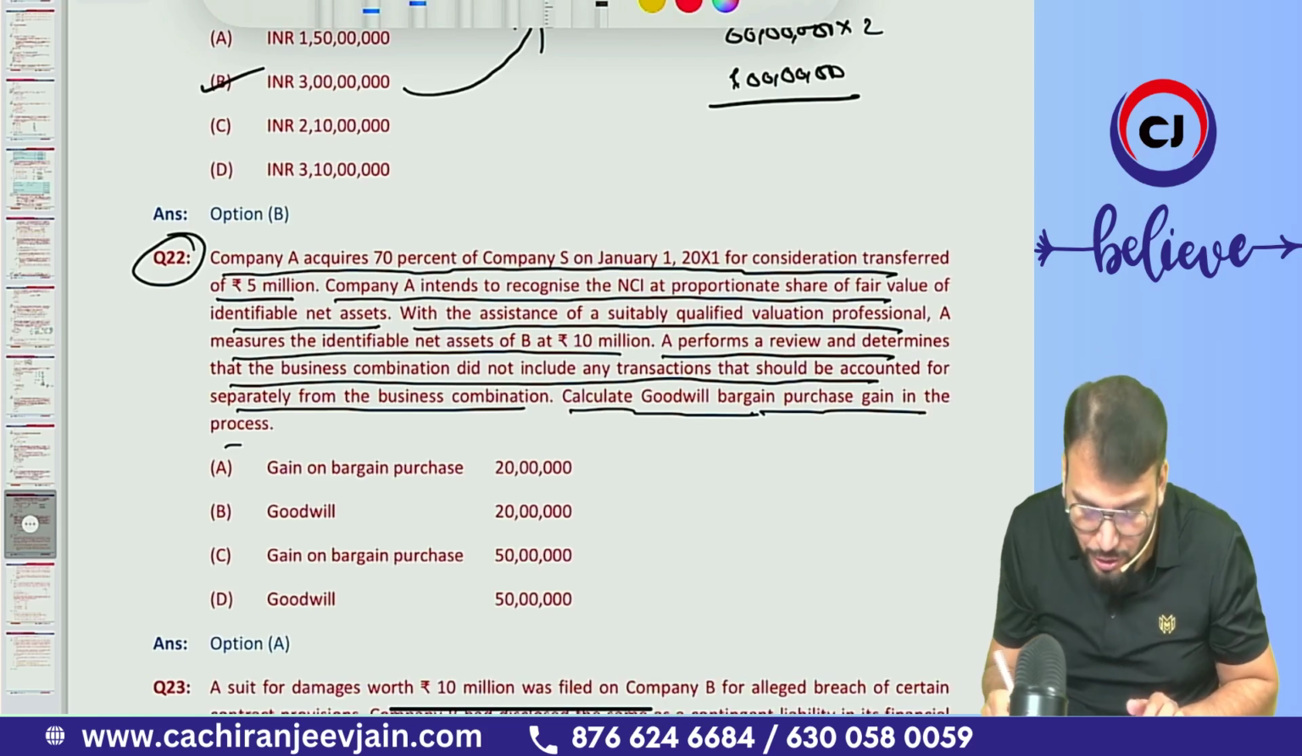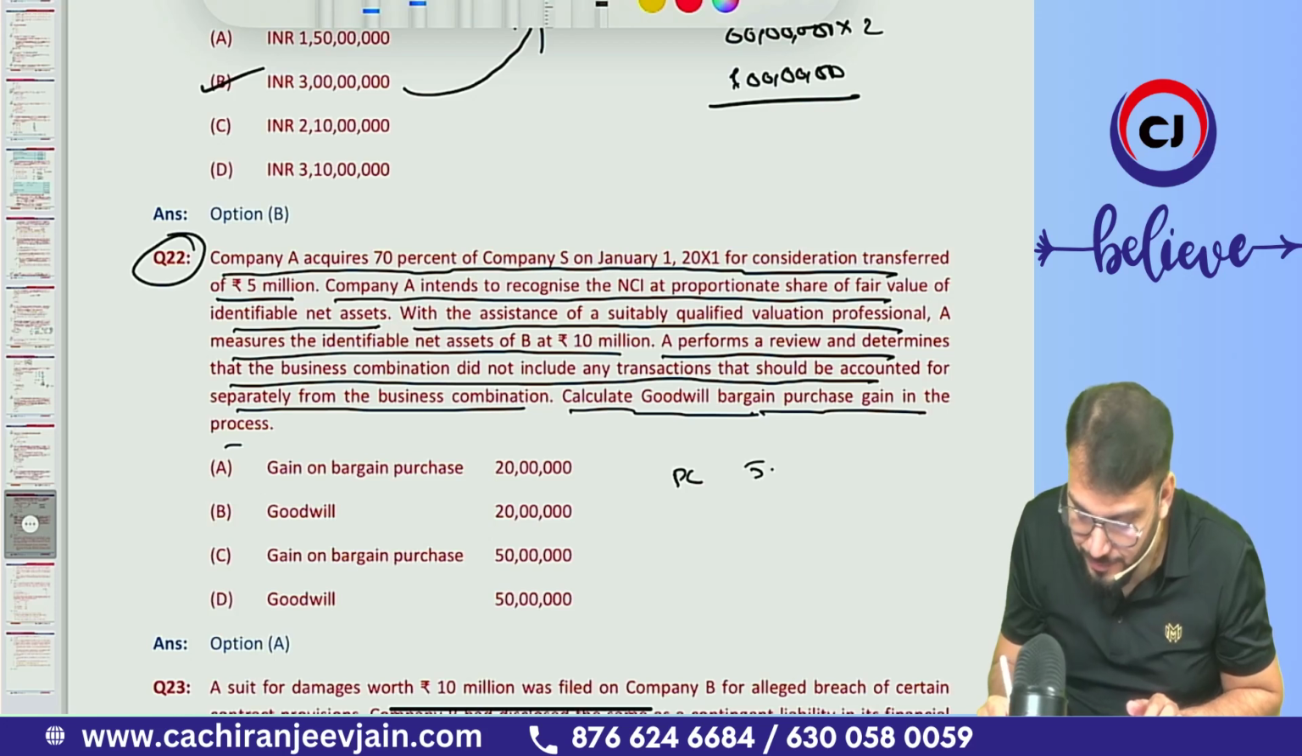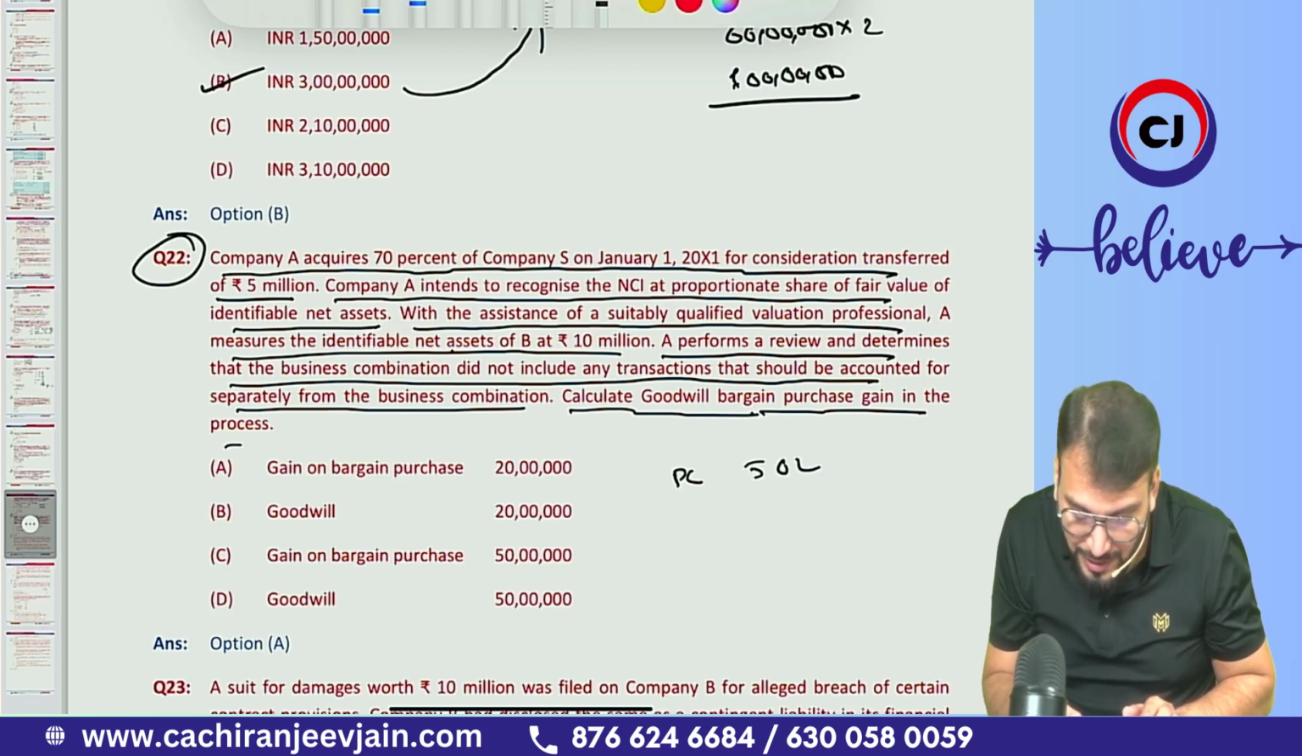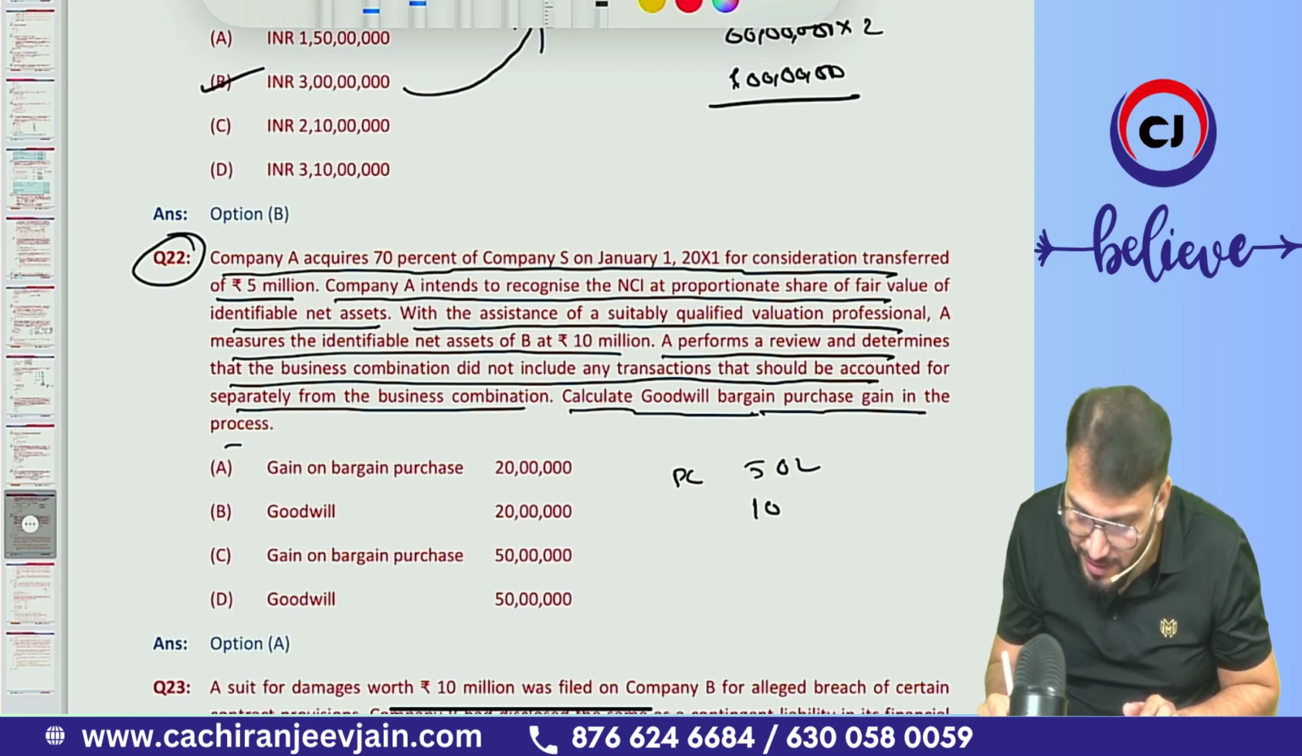Okay, we can calculate. So what is the PC? PC is 5 million. Then what is the net asset? Net asset is 10 million.